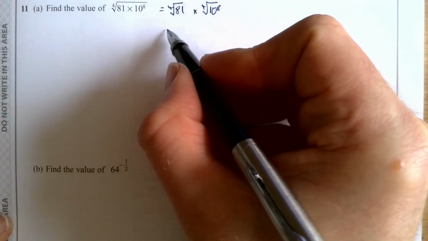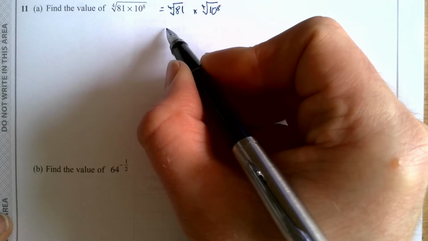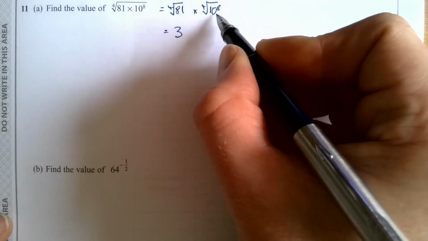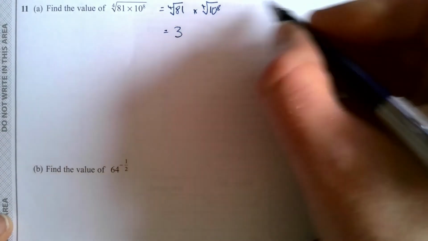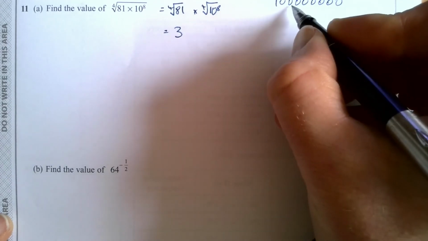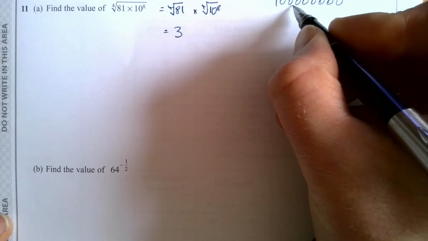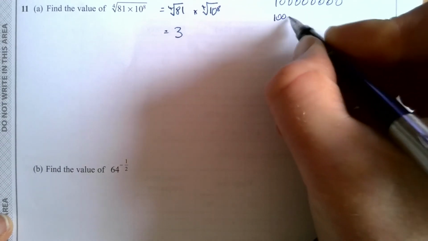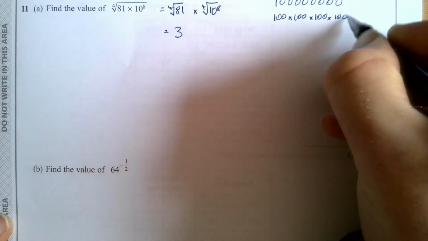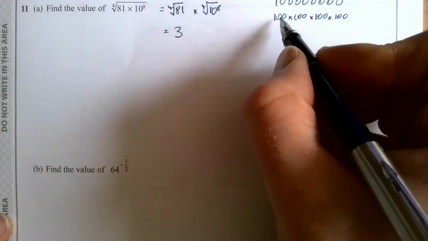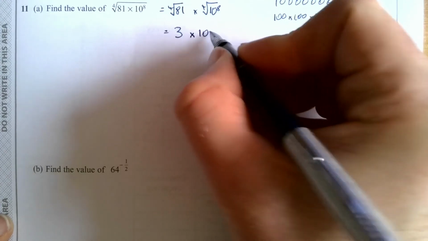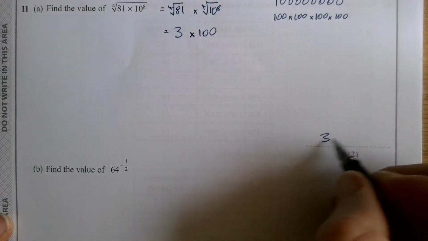So what we're looking for there is what number to the power 4 is 81, and that's 3 to the power 4 is 81, so that's 3. And then 10 to the power 8 is 1, 2, 3, 4, 5, 6, 7, 8. So because it looks like 100 times 100 would get you 10 to the power 4 times 100, 10 to the power 6 times 100 is 10 to the power 8. So the quad root of 10 to the power 8 must be 10 to the power 2 or 100. So we're looking at 3 times 100, which is 300.